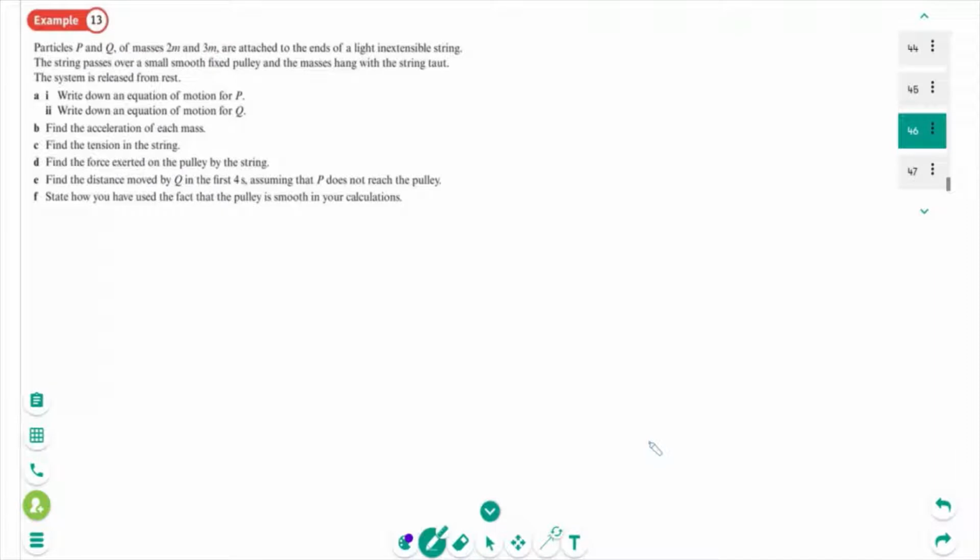So we've got two particles P and Q, mass 2m and mass 3m, attached to the ends of a light inextensible string. The string passes over a smooth pulley. So I need a drawing really. The question is about a pulley, so I'm going to draw a pulley. The string passes over the pulley, so this is supposed to be the string. This is the other end of the string.